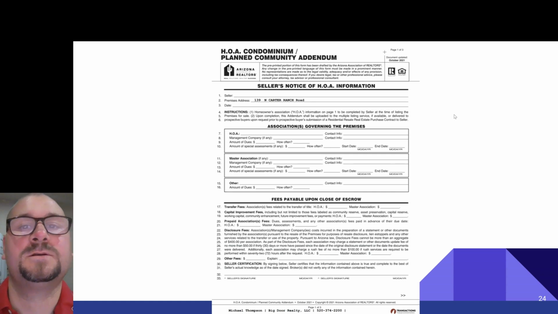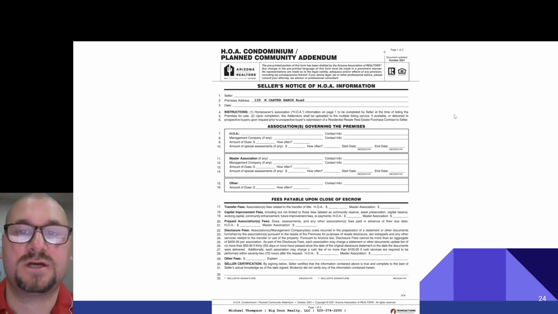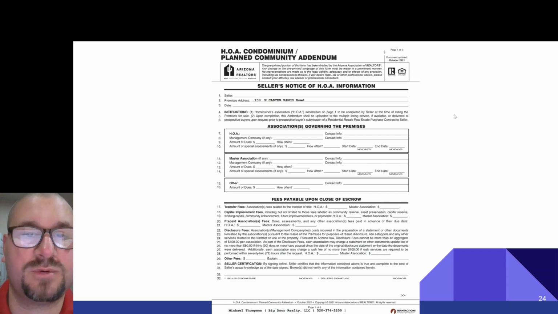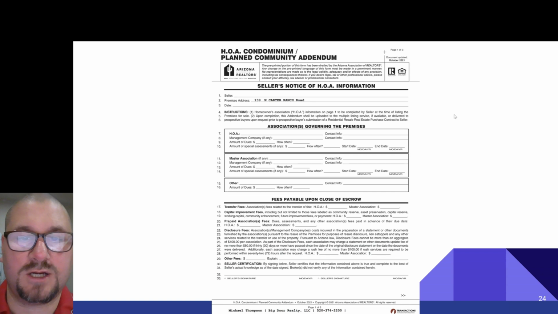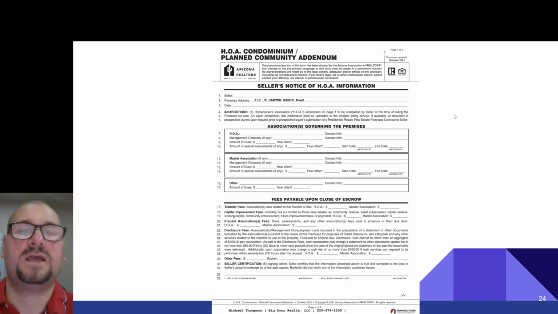HOA. So here you want to put the seller information, associations governing the premises, add in your HOA, the management company, the amount of dues, and any fees payable upon close of escrow. You want to add in your transfer fees, the capital improvement fees, and sometimes you can get this from the previous sold in the same community. It's going to be the same numbers.